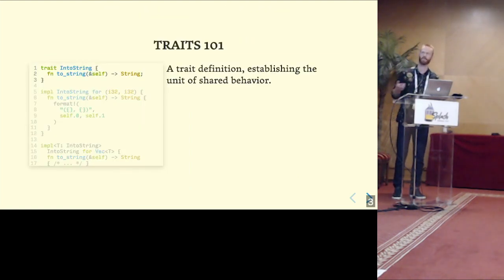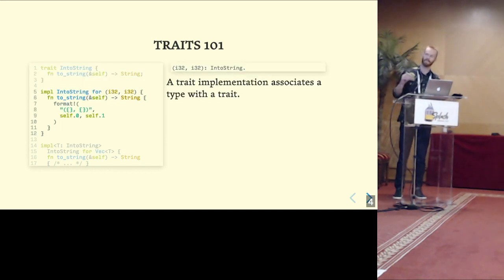But first, let's do a quick run through of what traits sort of look like in Rust and why they're important in this case. So here we're defining an into string trait, and this is establishing sort of a unit of shared behavior. If you're familiar with Haskell type classes or even interfaces in Java, this should be a familiar concept to you. Then in Rust, we can associate a type with a given trait.